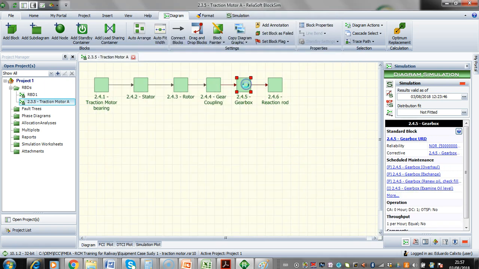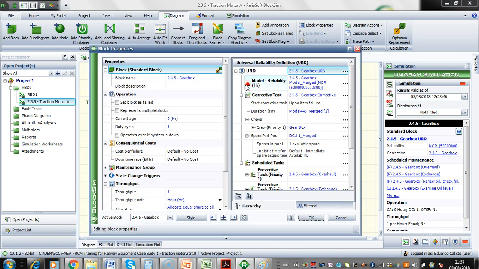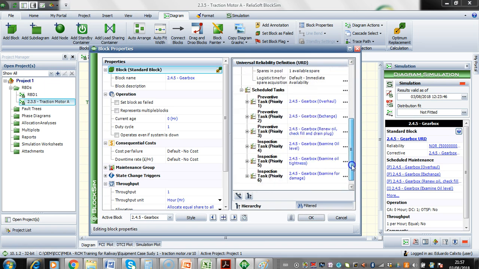Okay, so the gearbox is the next one. We have these values for the normal distribution and standard deviation, very high in terms of hours, but we have a lot of preventive maintenance here. The first one is the overhaul.